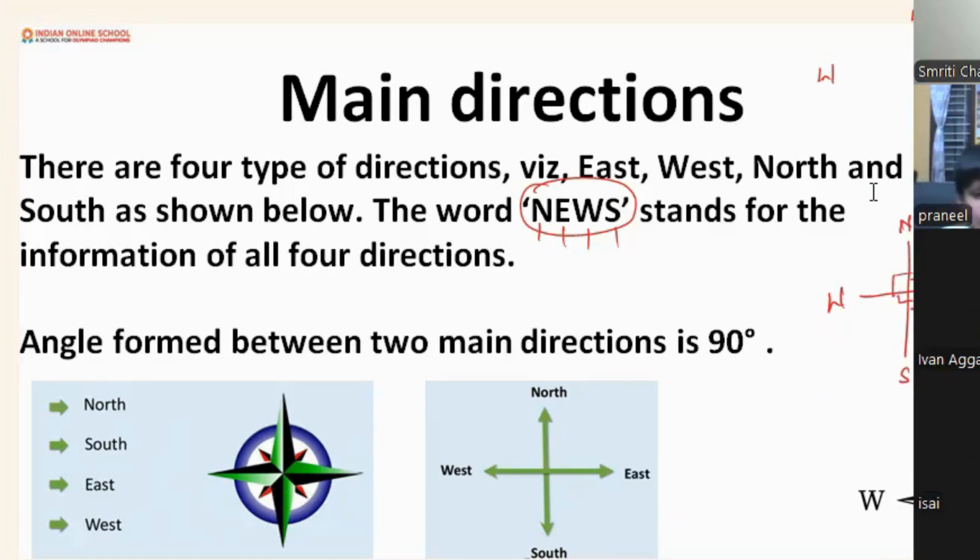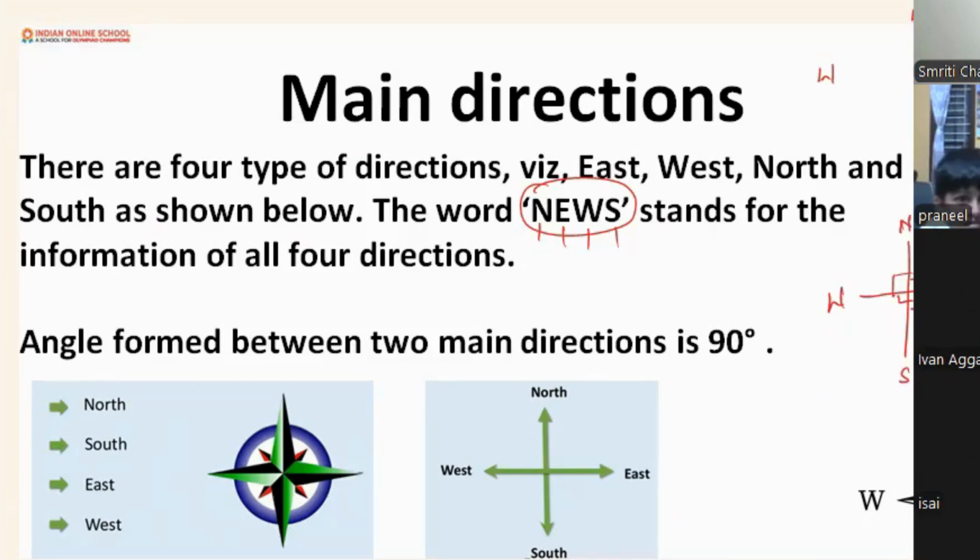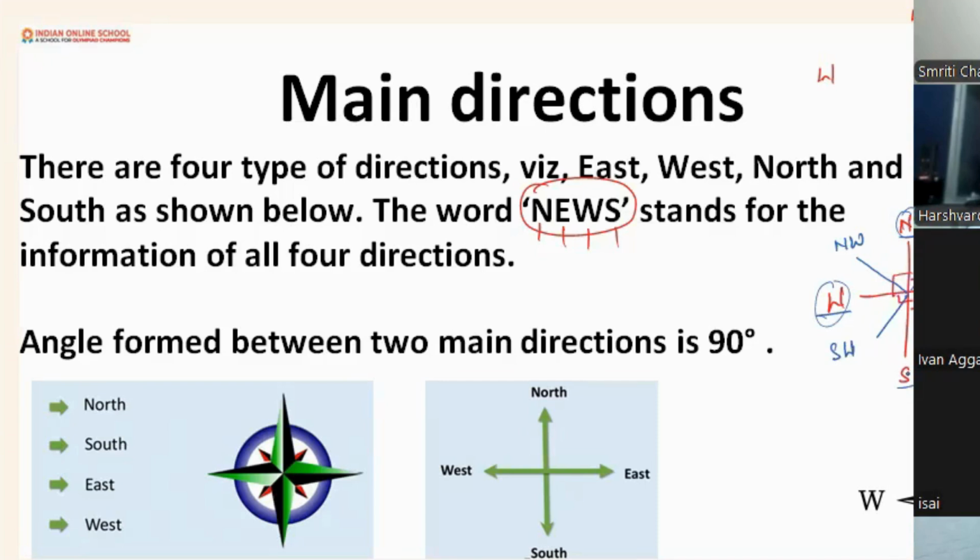Other than these 4 main directions, we have 4 cardinal directions as well. Do you know what the cardinal directions are? Northeast, northwest, southeast and southwest. Correct. Since this is north and this is east, in between them we have northeast. This is north, this is west, so in between them we have northwest. This is west, this is south, so in between them we have southwest. And this is south, this is east, so in between them we have southeast.